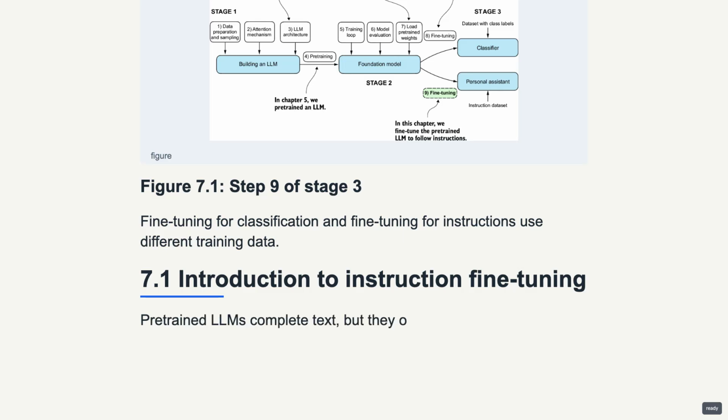A pre-trained model is good at continuing patterns in text, yet that does not automatically make it good at obeying tasks like grammar correction or voice conversion. Instruction fine-tuning closes that gap by training the model on examples of prompts paired with the responses we want.